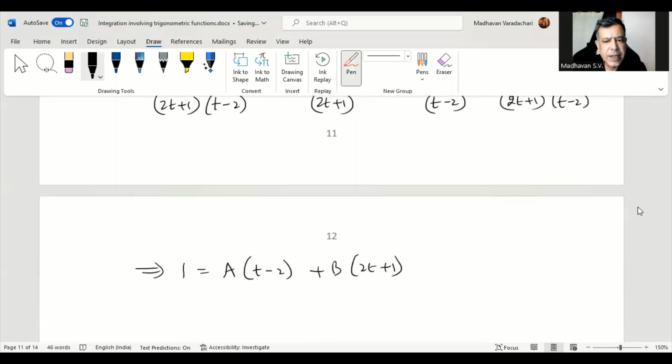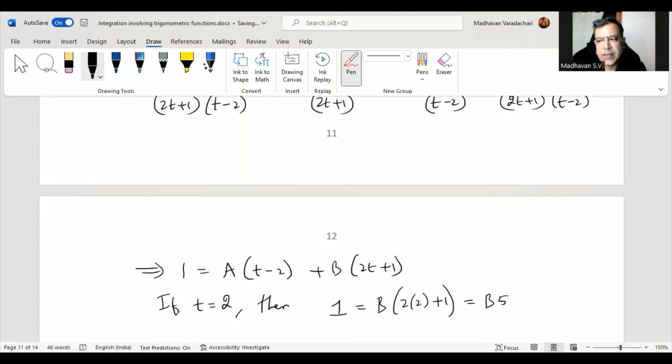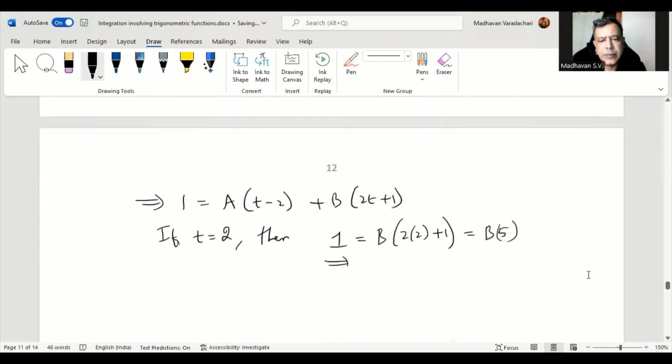Now if t takes the value 2, then what happens? Then left hand side will be 1, and on the right hand side, this term will become 0, because if you put t as 2, this will become 0. So we can ignore that. Then we will have b times 2 into 2 plus 1, which is nothing but b times 5, or 5b you can say, which means our b value is 1 by 5.